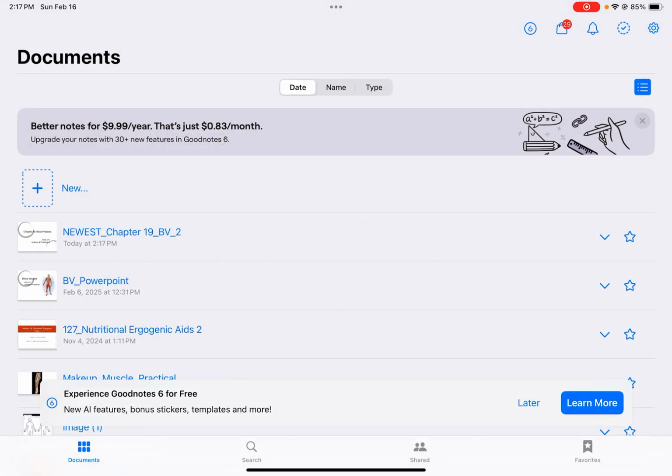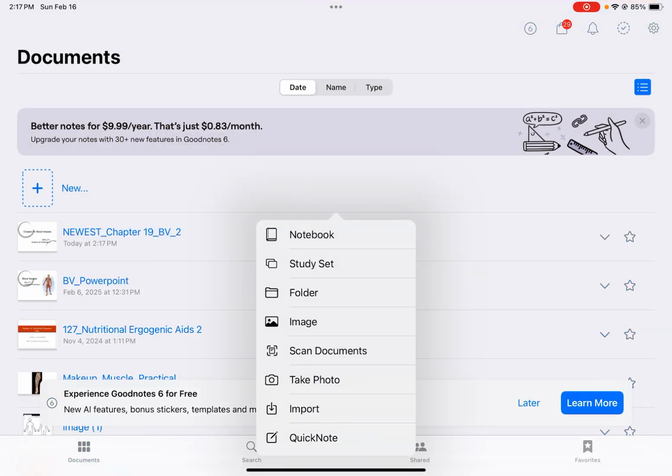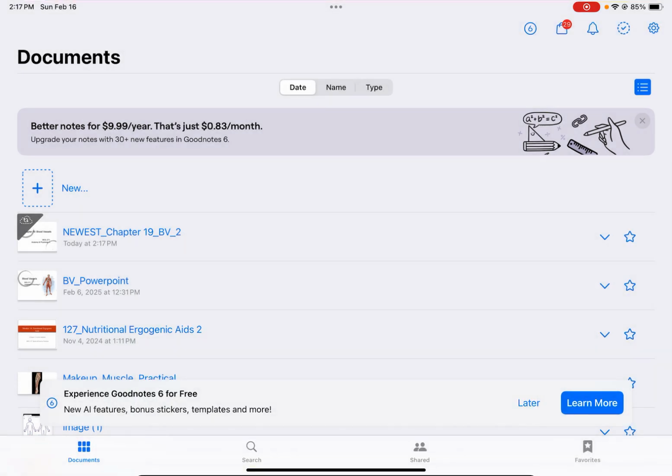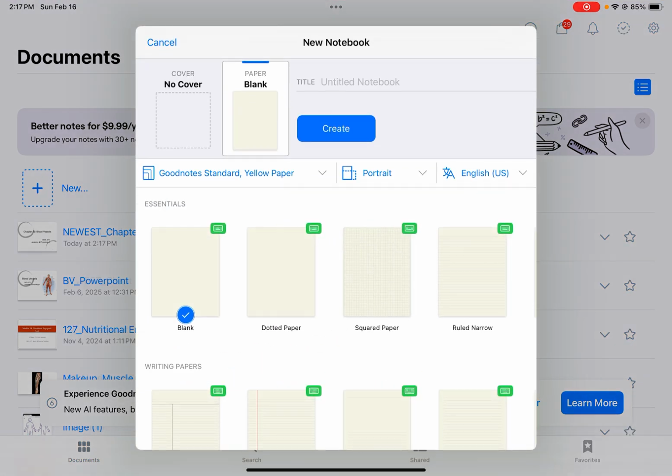So let me just go back for a moment and let's just do a little review. So, start a new one here. Here we go. That didn't work out so well. New, notebook, create.